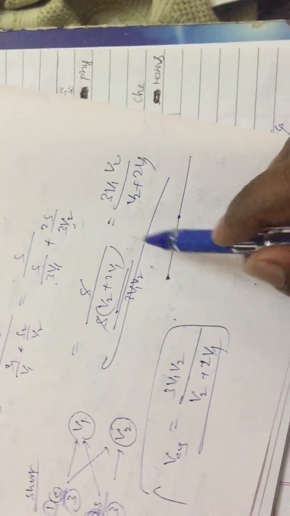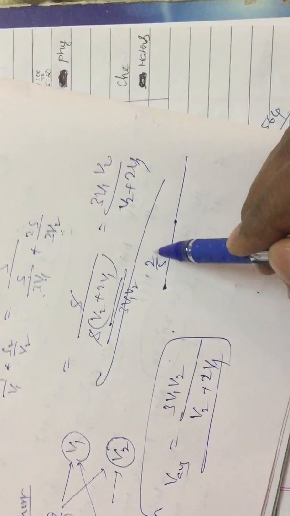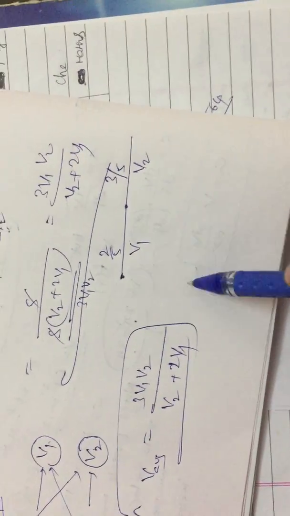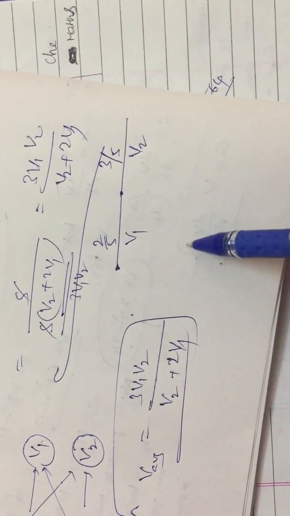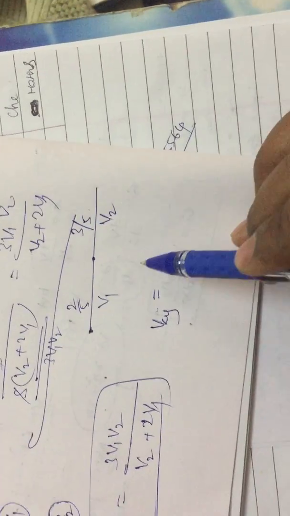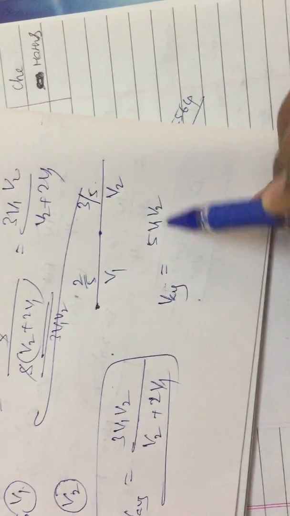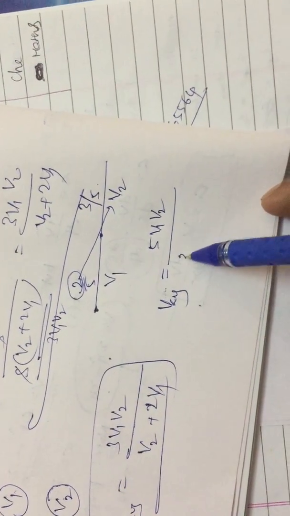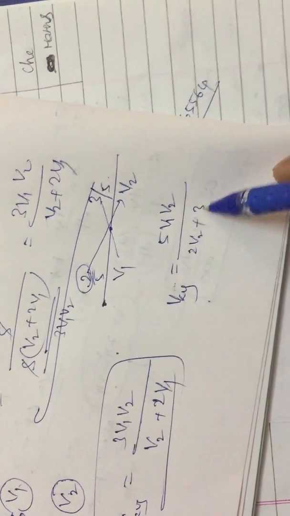Let me give one more example. A body is moving so that 2 by 5th of the distance is with speed v1 and 3 by 5 of the distance with speed v2. What is the average speed? In this case, the common denominator is 5, so it is 5 v1 v2 by, next, the numerator: 2 into v2, 2 v2, plus this 3 v1. This is the answer. So in a very simple way you can solve this kind of question.